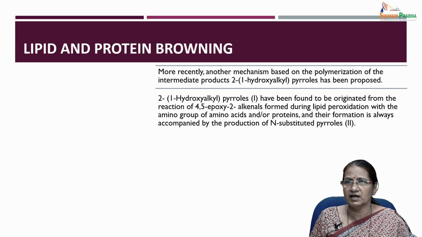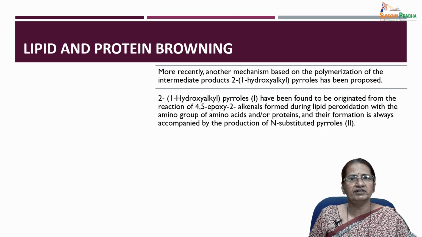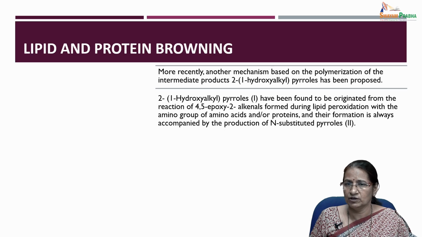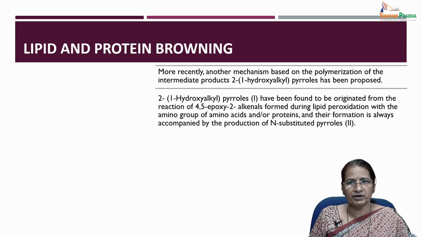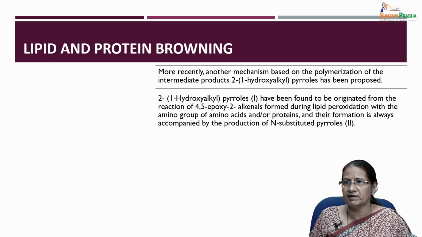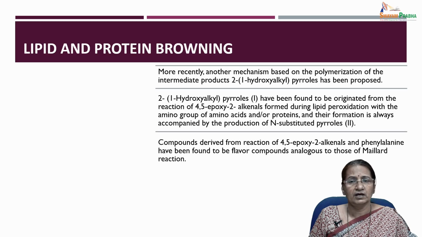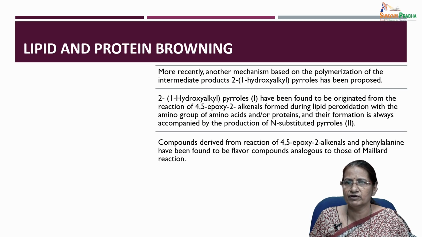2-(1-hydroxyalkyl)pyrroles 1 have been found to originate from the reaction of 4,5-epoxy-2-alkenals formed during lipid peroxidation with the amino group of amino acids and/or proteins, and their formation is always accompanied by the production of N-substituted pyrroles 2. Compounds derived from the reaction of 4,5-epoxy-2-alkenals and phenylalanine have been found to be flavor compounds analogous to those of the Maillard reaction.